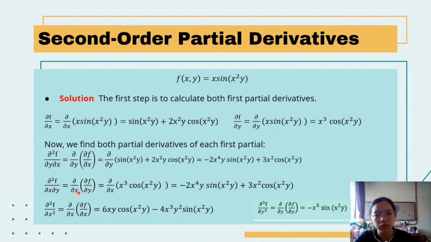Another, ∂²f/∂x∂y, is similar. You need to find ∂f/∂y first, then you use this equation and you differentiate it with respect to x. Then for this equation of ∂²f/∂x², you find ∂f/∂x first, which is this equation, then you differentiate with respect to x, then you will get this equation. Then for ∂²f/∂y², you differentiate it with respect to y, so you will get this equation. Then you differentiate this equation with respect to y again, and you will get this answer.